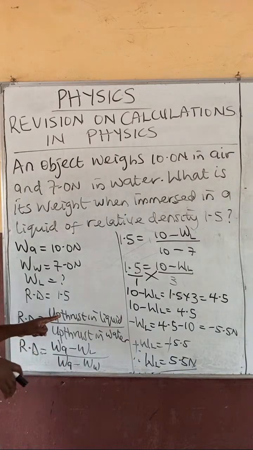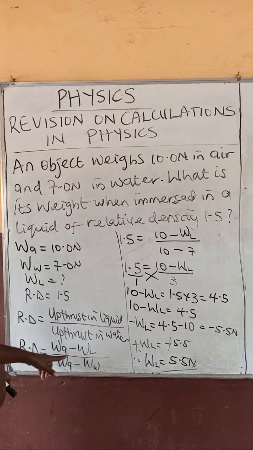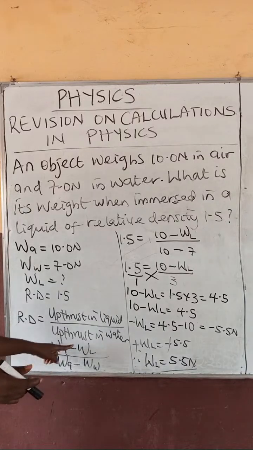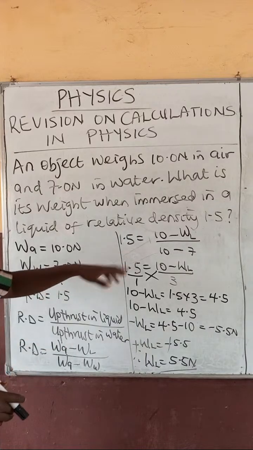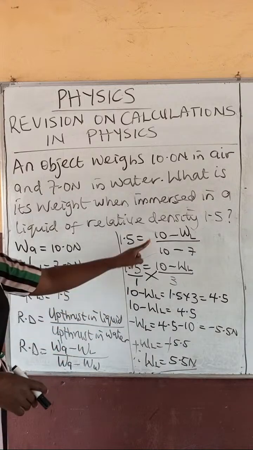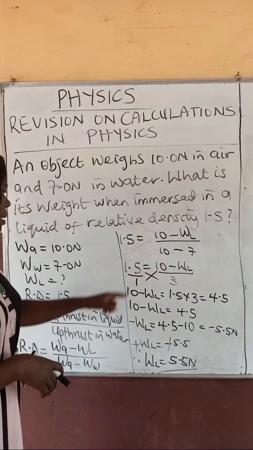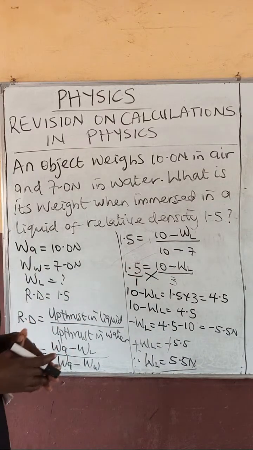So with respect to the liquid, the upthrust will be weight in air minus weight in liquid. But with respect to water, upthrust will be weight in air minus weight in water. So that is what we have. We are going to put in our parameters to find the unknown. The relative density, 1.5, is equal to my weight in air, 10, minus weight in liquid, which is what I'm looking for, divided by my weight in air, 10, minus weight in water, 7.